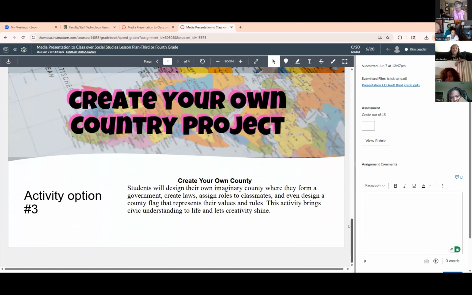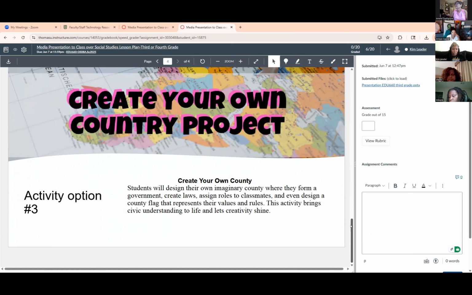And this is my personal favorite, which is the create your own country project. I actually did this already too, but on a fifth grade level. I brought it down so third graders could still do it, but not as in depth as fifth grade, where students will design their own imaginary country.